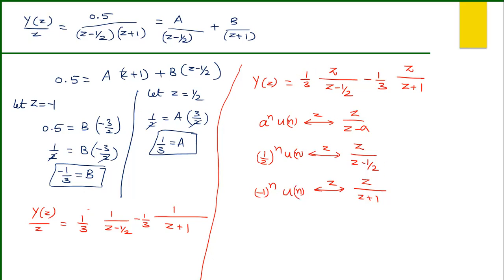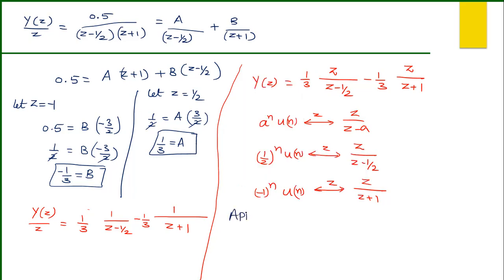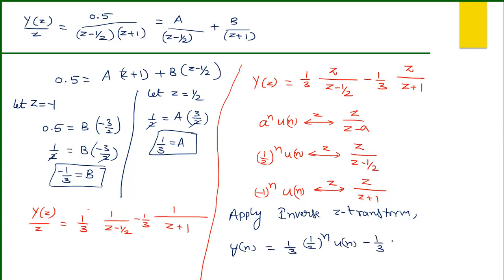Now, for this step, apply inverse z transform. If you apply the inverse z transform, what will I get? Y of z inverse z transform is y of n is equal to 1 by 3 into 1 by 2 whole power n into u of n minus 1 by 3 into minus 1 whole power n into u of n.